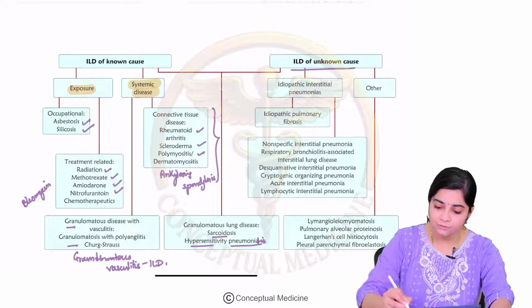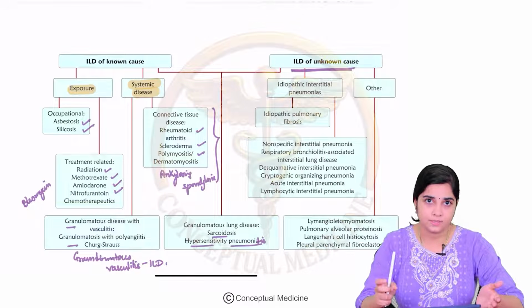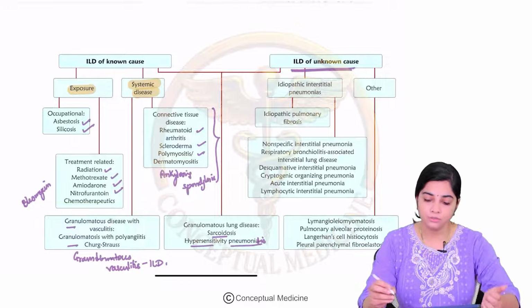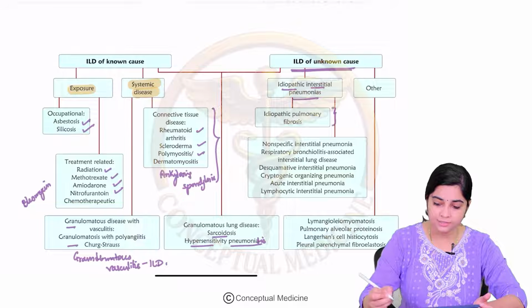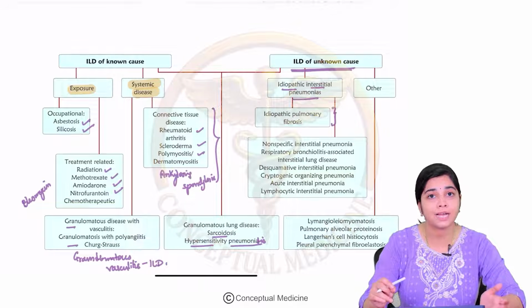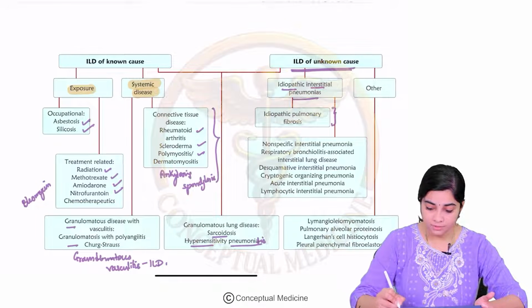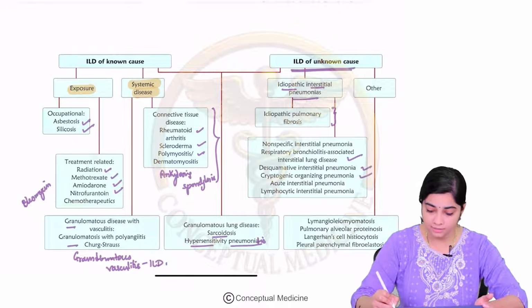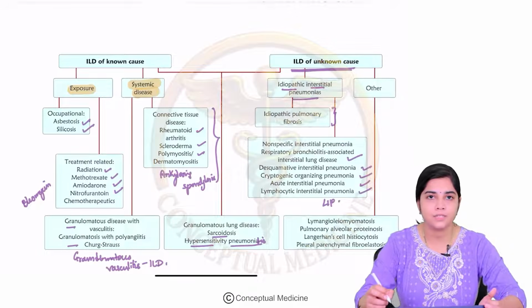Then ILD of unknown cause. So till now whatever we learnt was ILD of known causes, secondary to exposure, secondary to autoimmune disorders. Now ILD of unknown causes can be idiopathic interstitial pneumonias, which we call IPF, and this is one of the most common causes for your ILD of unknown cause. Then we have your respiratory bronchiolitis associated ILD, desquamative interstitial pneumonias, cryptogenic organizing pneumonias, acute interstitial pneumonias, LIP pattern, which is your lymphocytic interstitial pneumonia. All of these are ILDs of unknown causes.